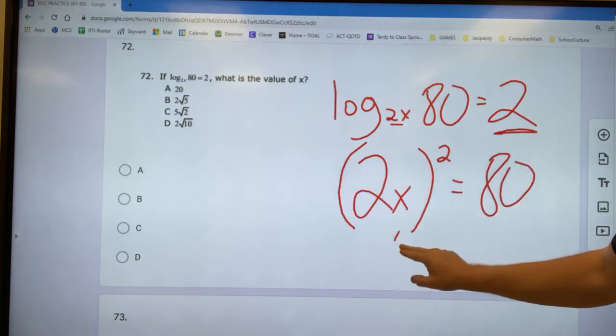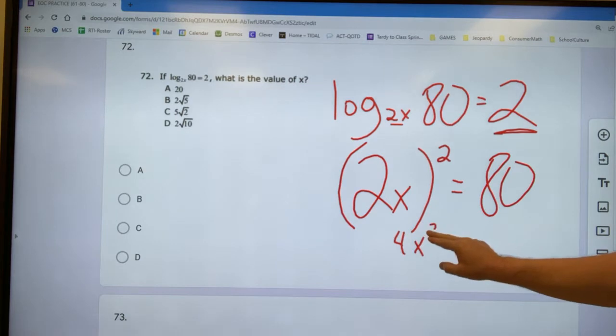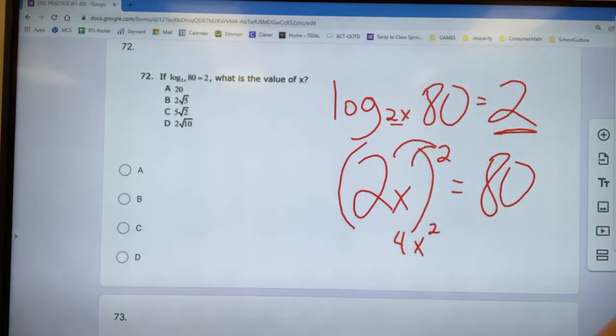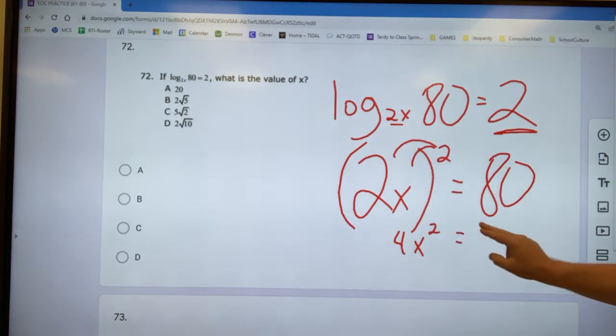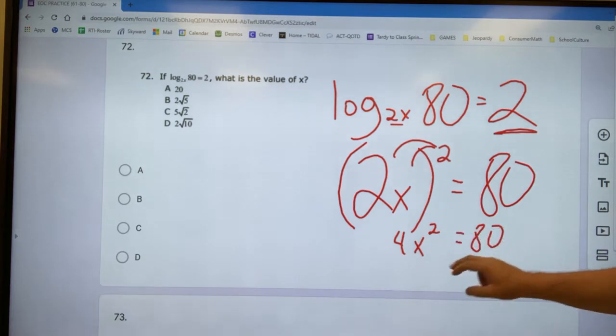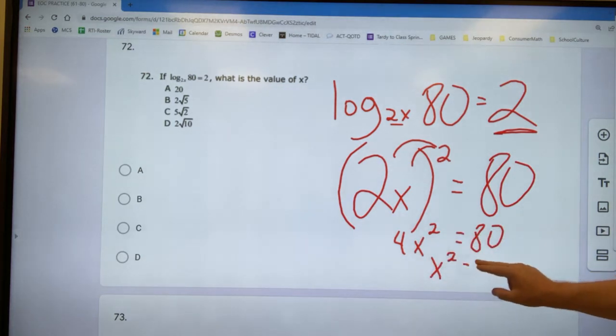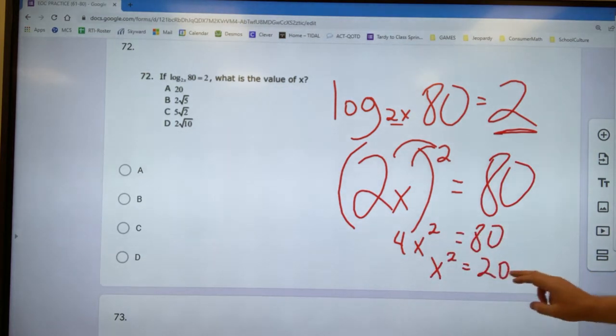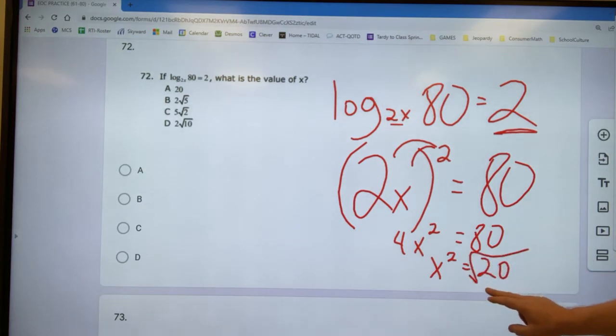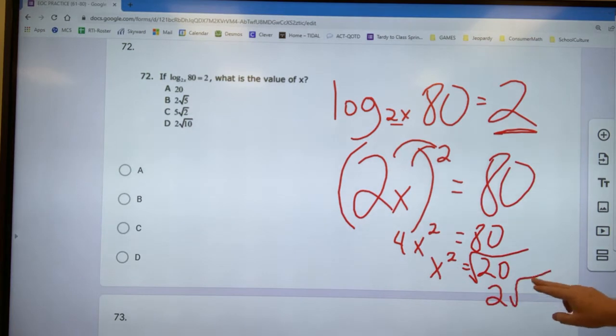So now we can just go 4x squared because I'm going to distribute. You distribute the power. 4x squared equals 80. Divide both sides by 4, x squared equals 20. Take the square root of both sides. Square root of 20 breaks into 4 times 5. I pull the square root of 4 out, and my answer is 2 root 5, or B.